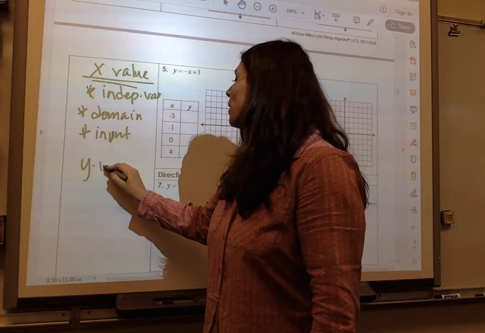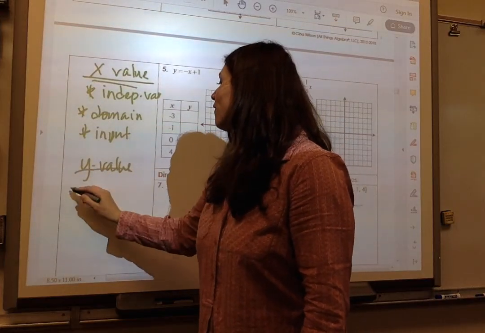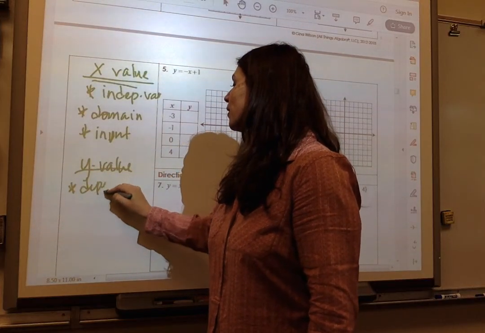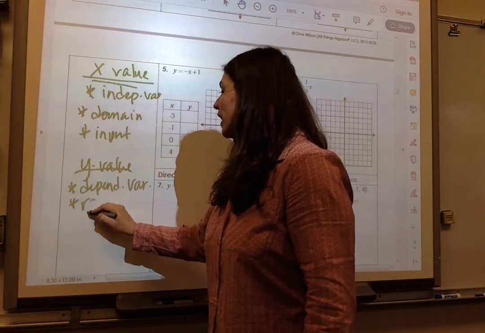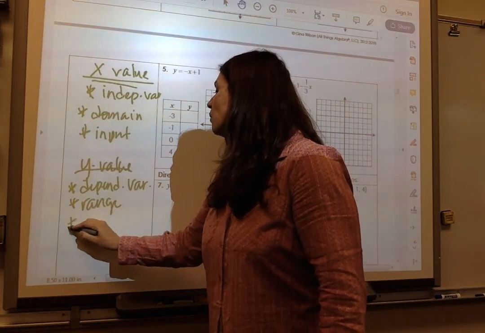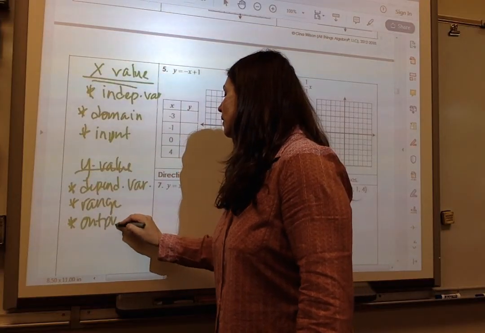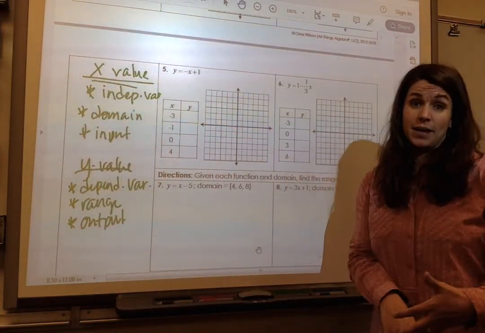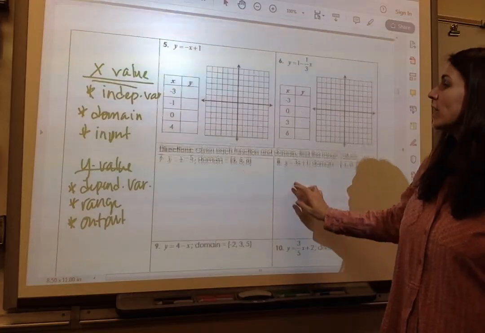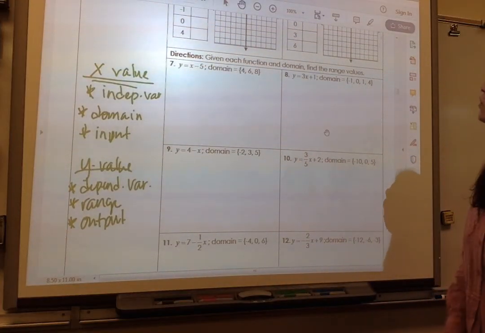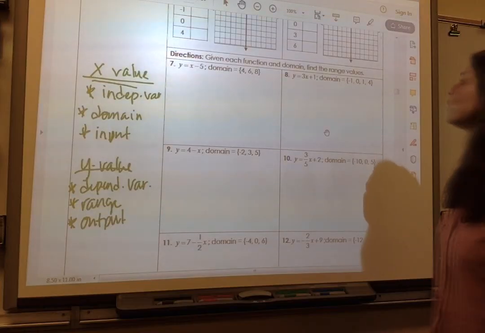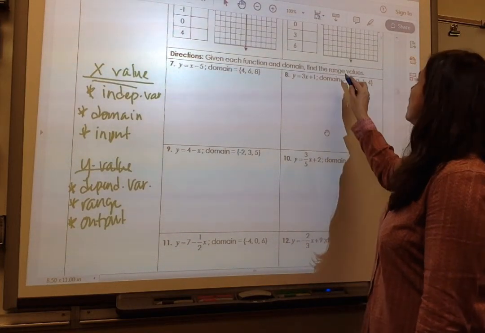Look at what we've called my y value. We've called the y value my dependent variable. We've called it the range. And we've called it output. And it all means the same thing. So when we look down here, and it says, given each function and domain, find the range values. So it's asking us to find the range.